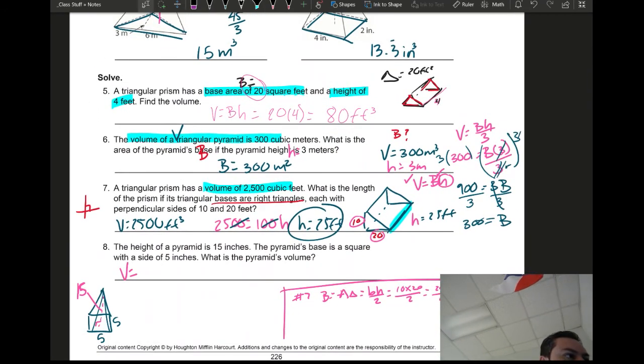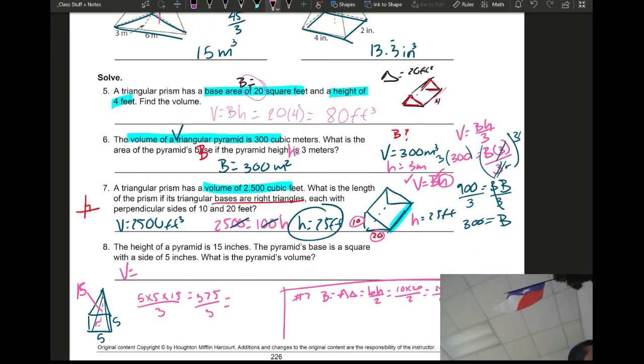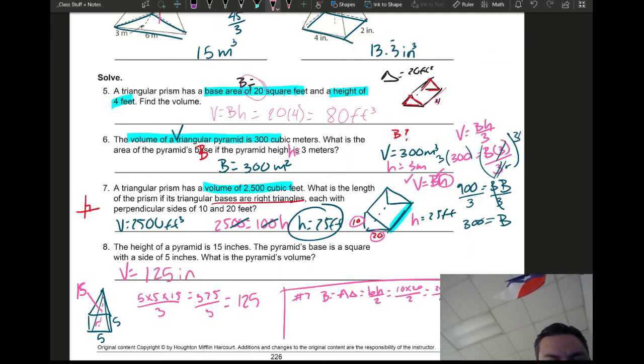It's going to give you the same answer. 5 times 5 is 25. Times 15 is 375. So it's 5 times 5 times 15, which is 375. Divide by 3. When you divide by 3, you get 125. So the volume for this pyramid is 125 inches cubed. Volume is cubed, area is squared. And if it's just length or width, it's just linear. It doesn't have a power. It does, but it's a 1.